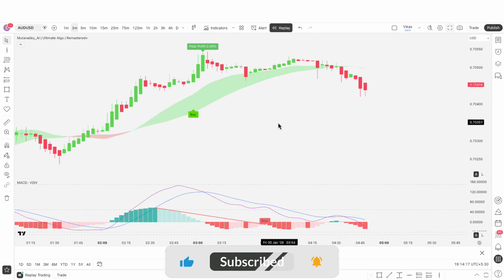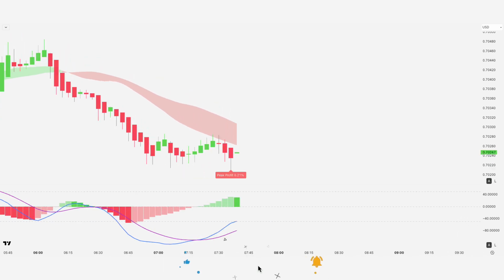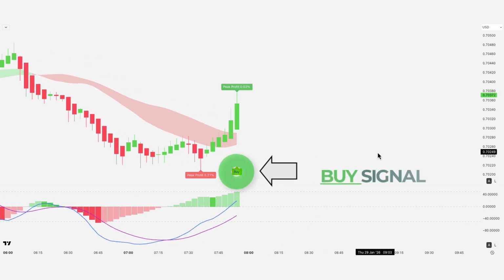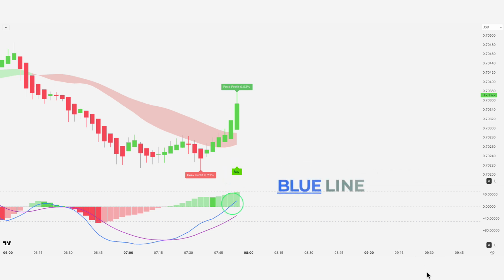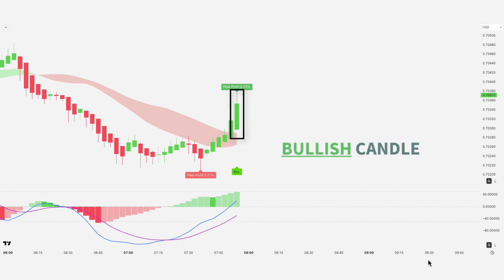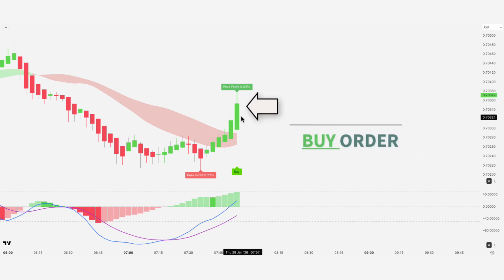Click OK. Now our setup is ready. Let's see how we use these trading setups. When the Ultimate Algo arrow of this indicator is a buy signal, when the blue line of Volatility Adjusted is above the purple line, and when the market forms a bullish candle. If this condition is fulfilled, then we will place a buy order.